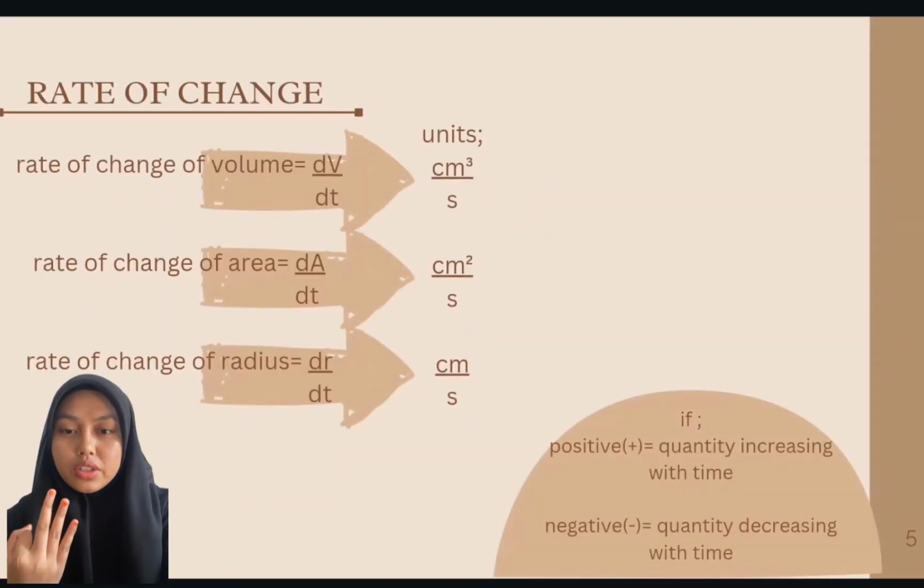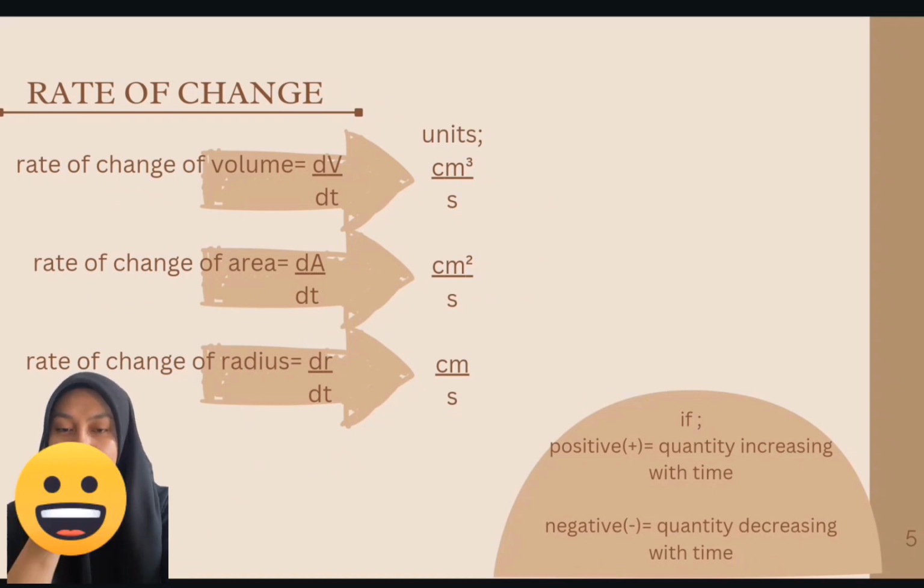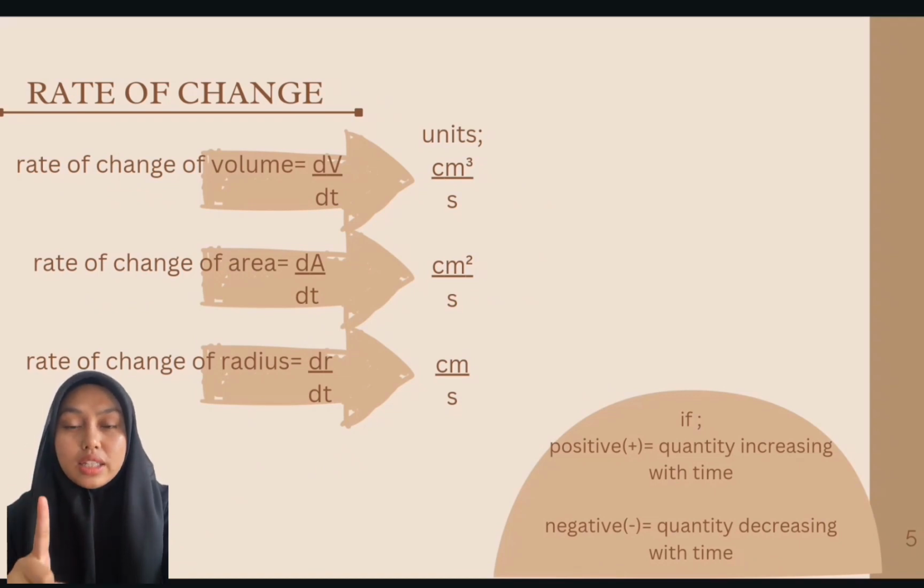Rate of change. There are 3 types of it. The first one is rate of change of volume, dV/dt, with the unit centimeter cubed per second. The second one is rate of change of area, dA/dt, in centimeter squared per second. And the last one is rate of change of radius, dr/dt, in centimeter per second. We need to remember that if the value is positive, the quantity is increasing with time, and if negative, the quantity is decreasing with time.